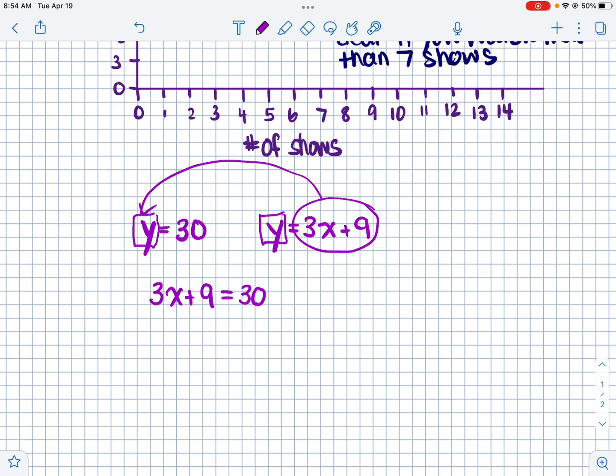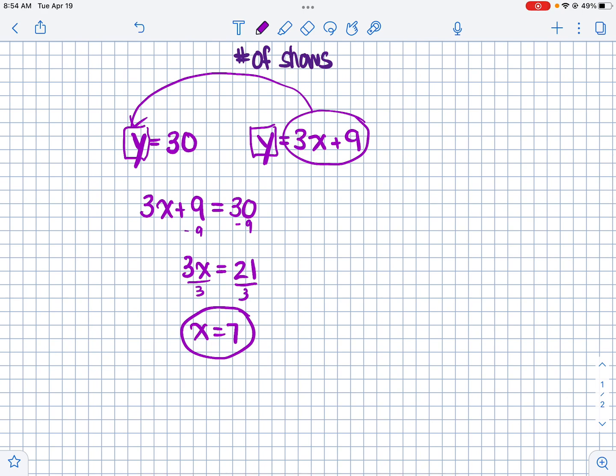And then I just solve it like a regular equation. So I'm going to subtract 9 from both sides, giving me 3x equals 30 minus 9, so 21. And then I'm going to divide both sides by 3, giving me x equals 7. So now I know these two lines are going to intersect when x equals 7 and when y equals 30.